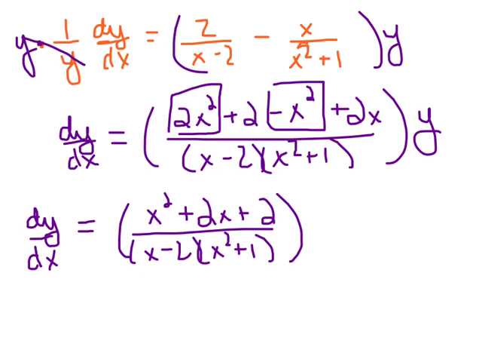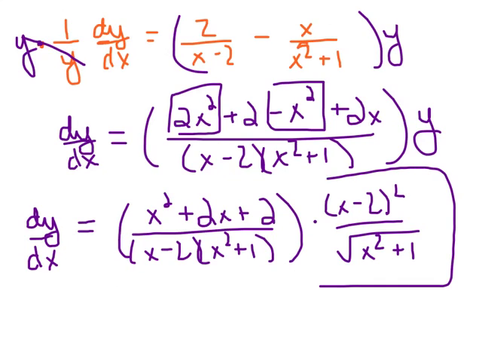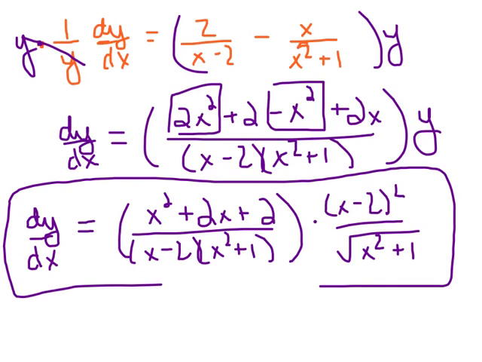Y was, if I can remember, (x minus 2) quantity squared all over the square root of x squared plus 1. This is about as much as you would be expected to do or as you would see for an answer for that. Okay, there's one more type of problem where we're going to have to use logarithmic differentiation.